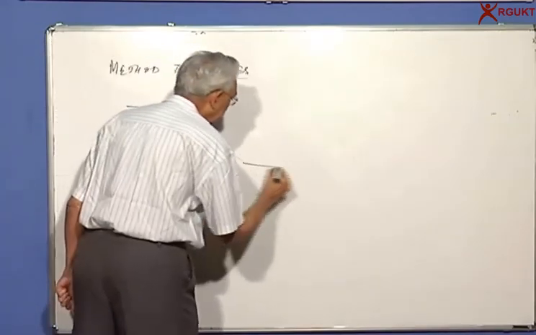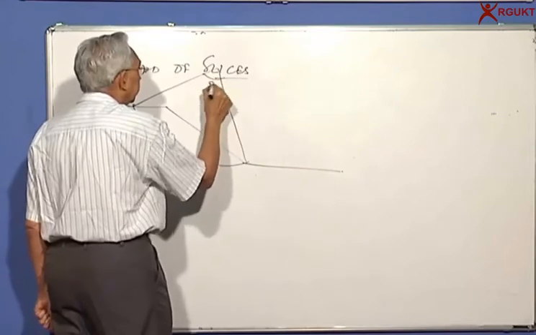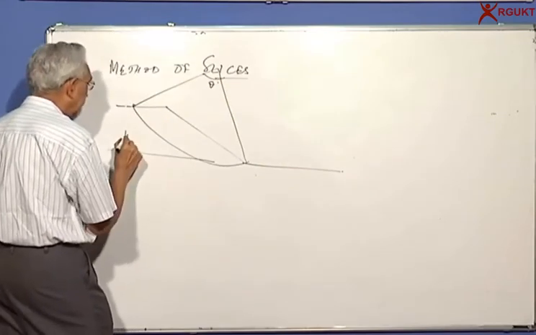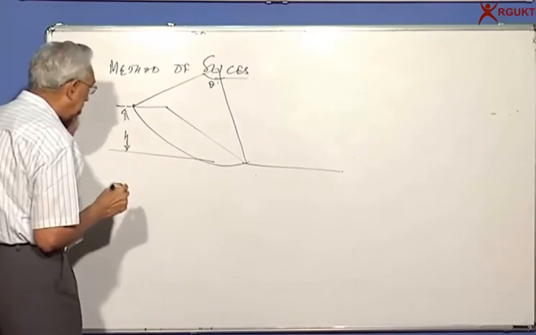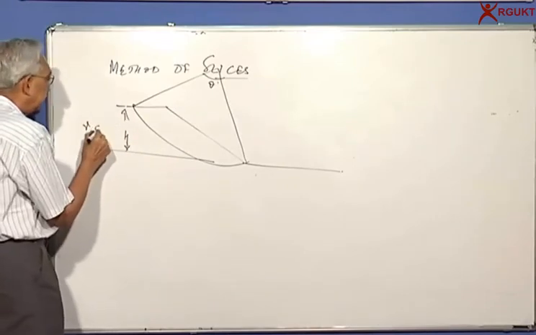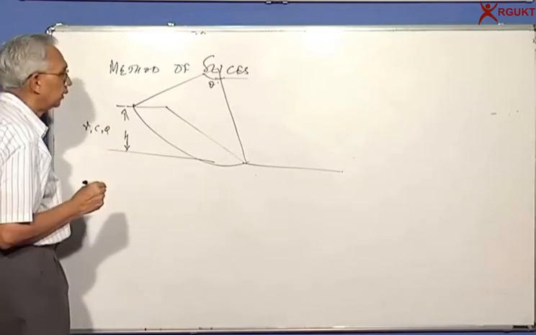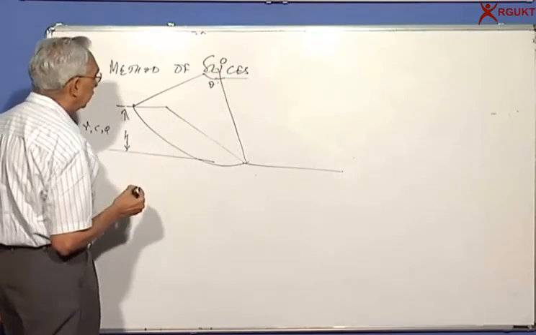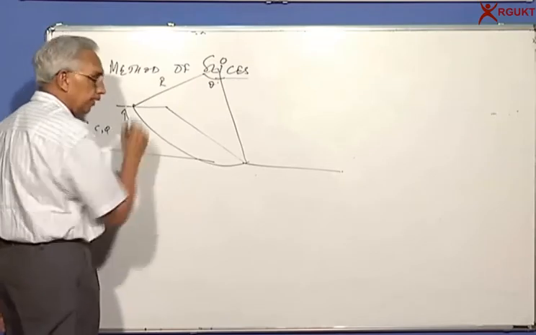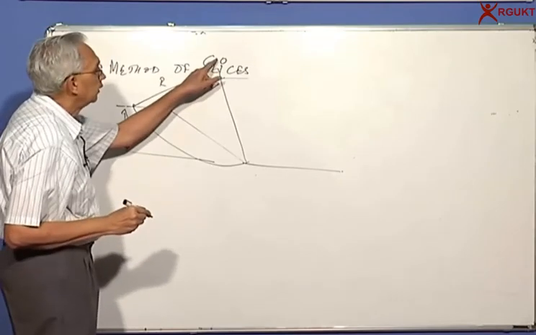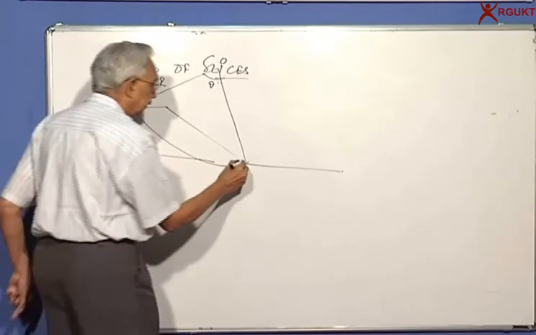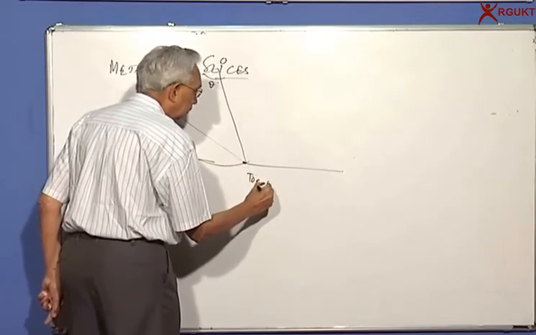We go through exactly the same. This is theta naught. The height of the slope is equal to h. The soil properties are gamma, c, and phi. This is the trial arc. Center is here, and the radius is r. So given the center, we draw a line to the toe. This is called the toe of the slope.